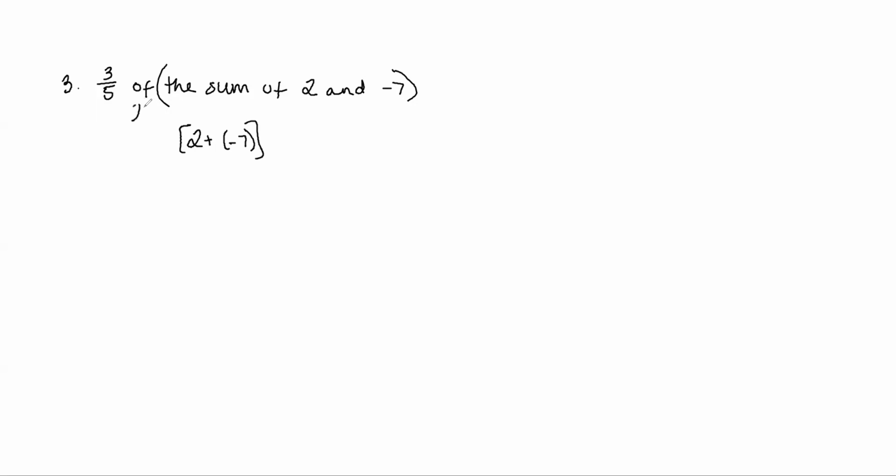Whenever you see 3/5 of something or a half of something, this means that we want to multiply. So we're going to multiply this by 3/5. And then we're just going to go through and simplify like we just did. So let's go ahead and simplify inside those groups. So we have 3/5 bracket 2 plus -7, opposite sign. So we're going to go ahead and subtract and keep the sign of the larger number. So -5.